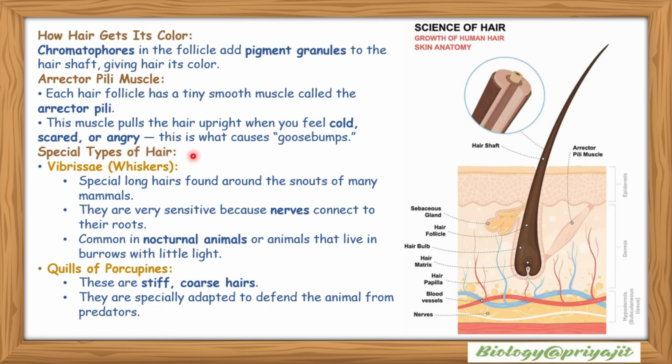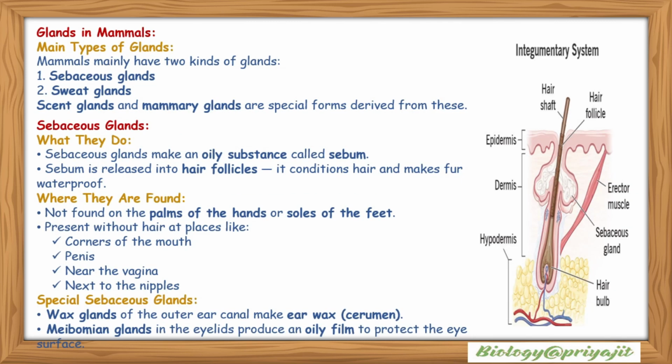Special types of hair. Vibrissae or whiskers are special long hairs found around the snouts of many mammals. They are very sensitive because nerves connect to their roots, common in nocturnal animals or animals that live in burrows with little light. Quills of porcupines. These are stiff, coarse hairs. They are specially adapted to defend the animal from various predators.